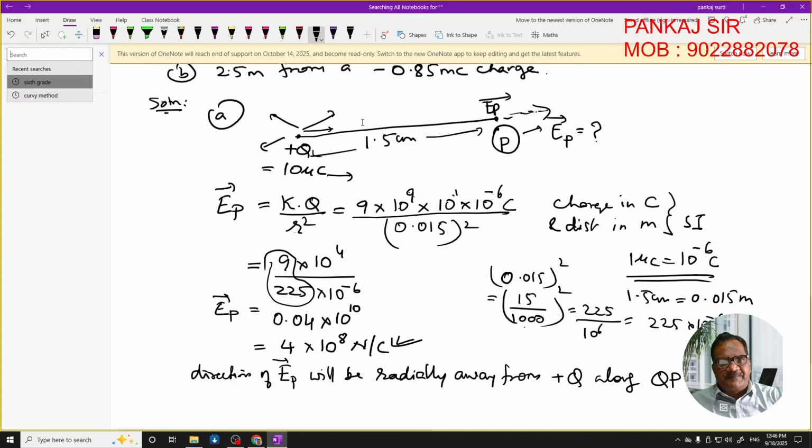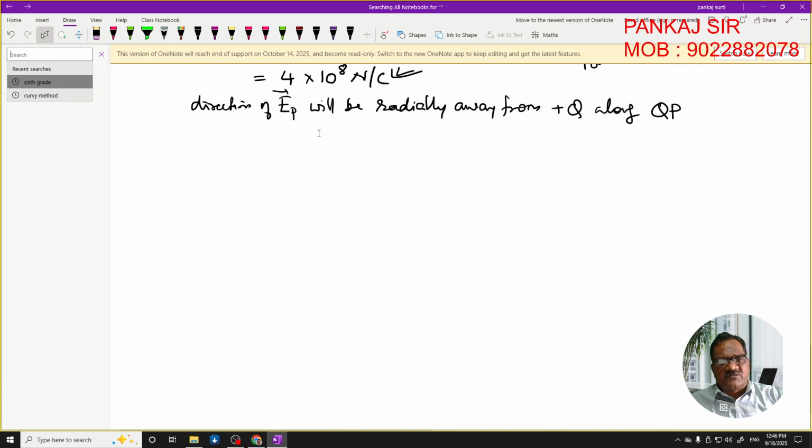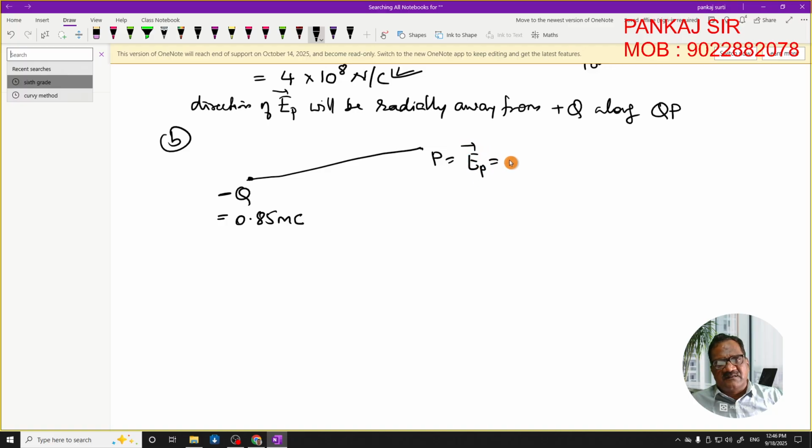So that was A part of the question. Now B part of the question is similar, only the values have been changed. For the B part, the charge now is not positive, it's negative, and its value is given to you as 0.85 millicoulombs. MC means millicoulomb. Now at this point, say P, you have to find out the electric field strength, EP.